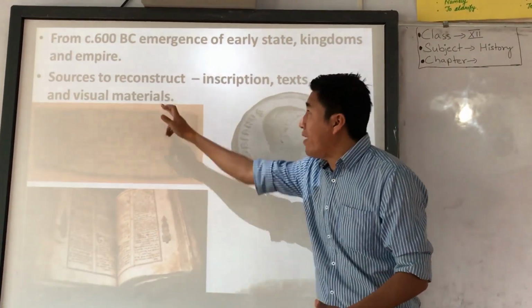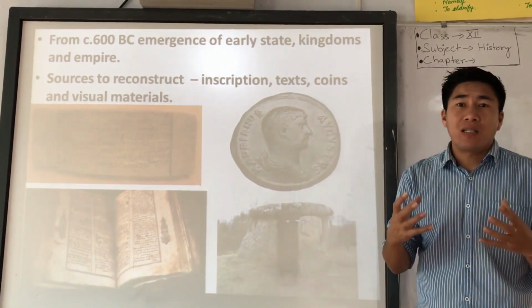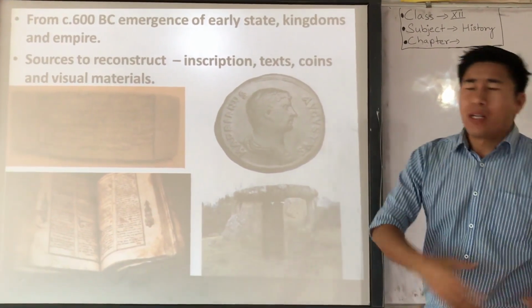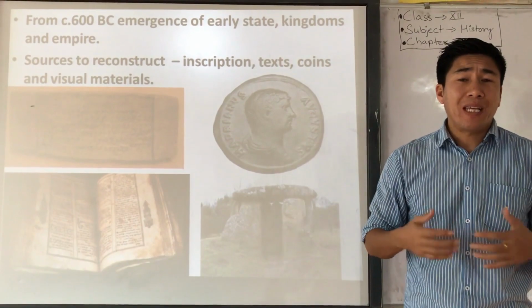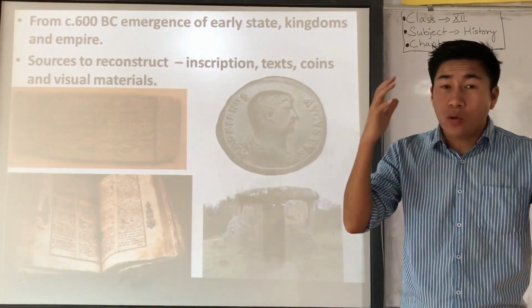Then lastly we have visual materials. Visual materials means sources that we can see, just like megaliths. And then we have the stupas. We have different kinds of forts, temples, different kinds of sources that we can see with our own eyes.